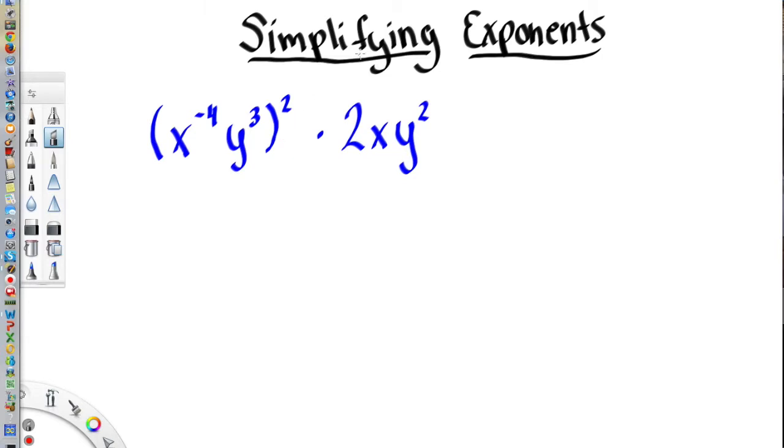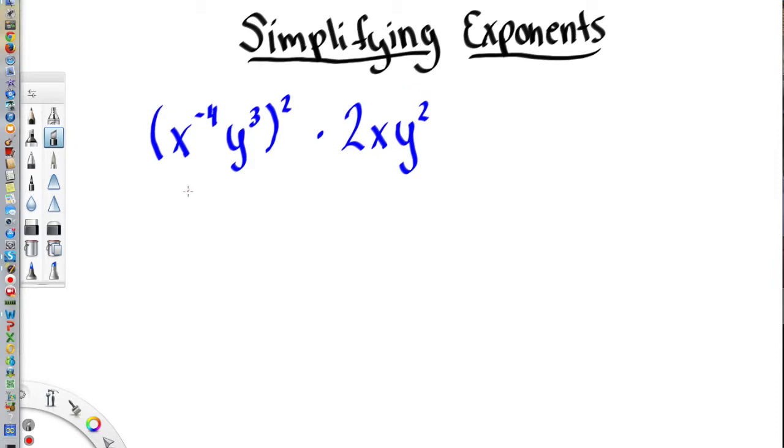Let's try one together. Now let's put it all together, simplifying exponents. We're going to be multiplying exponents times exponents, dividing exponents by exponents, and raising exponents to a power. Okay, so here we have the product of x to the negative fourth power times y to the third power, all raised to the second power, times 2 times x times y to the second power.